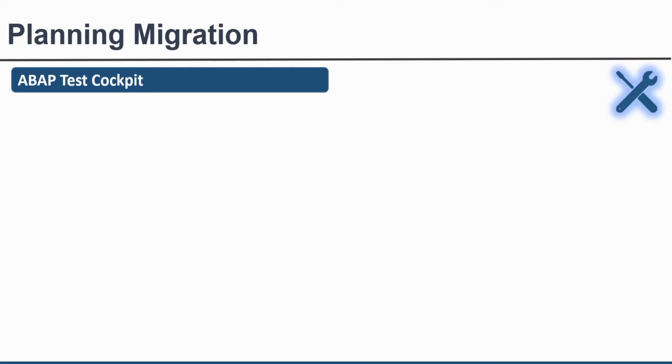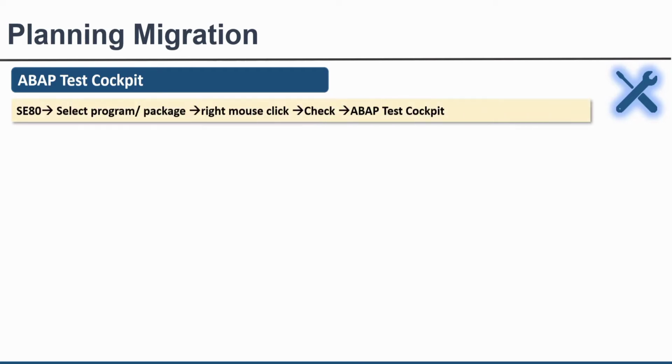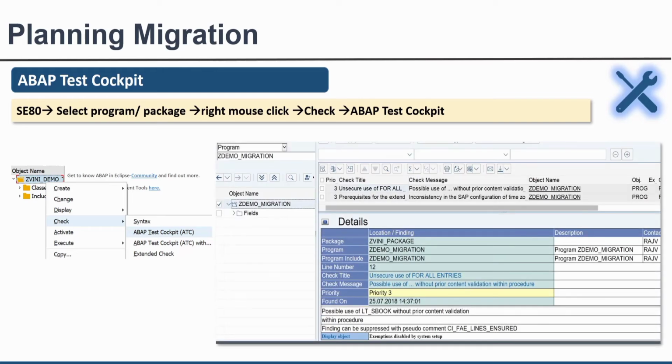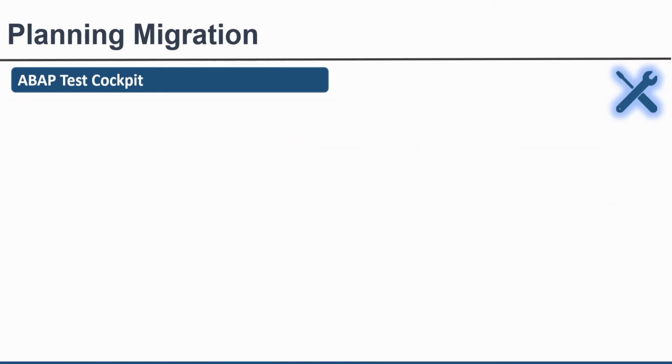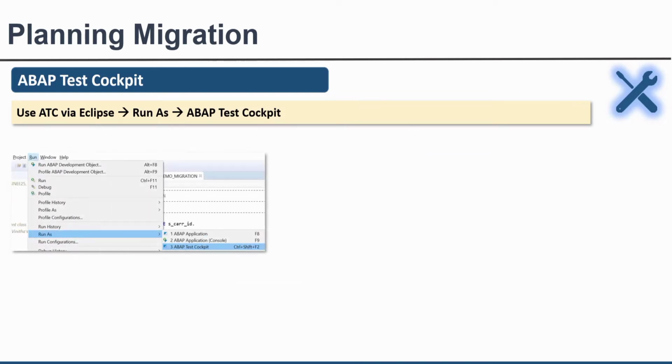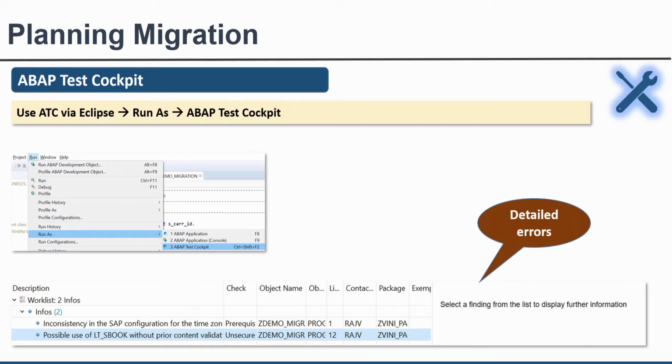To use the tool, you have to open the program or package in T-Code SCAT. Click the right button on it, select Check and choose ABAP Test Cockpit. Once executed, it will display the results like given in the screen. ATC can be opened through Eclipse as well. Here, open the program and select the option from the menu Run. The results of the same will be given like shown in the screen.